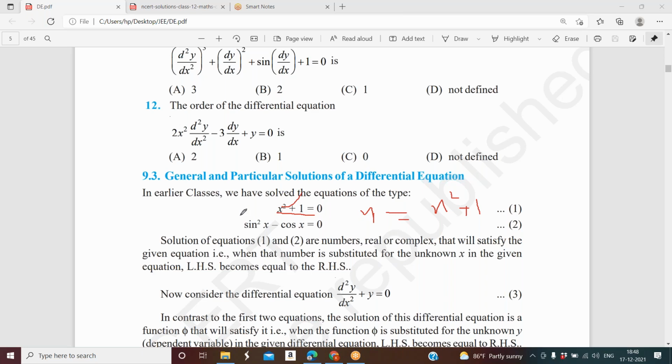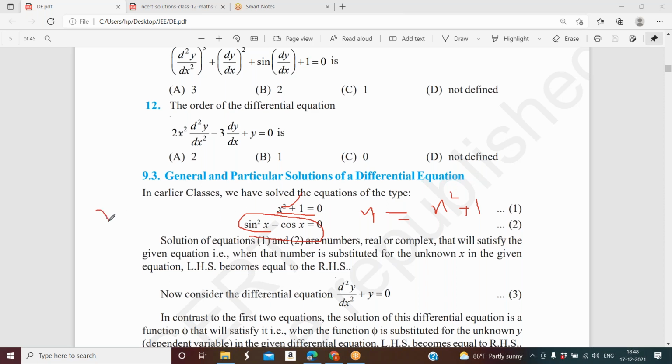So for any equation, we can write the solution. That means we are solving that. You write any equation, then you should be able to solve it. So sine square x minus cos x equal to 0. This is a trigonometric equation. It involves trigonometric terms, sine square x, cos x.